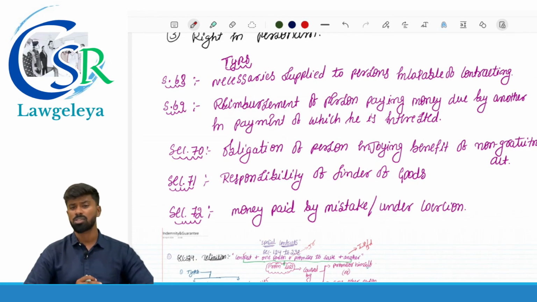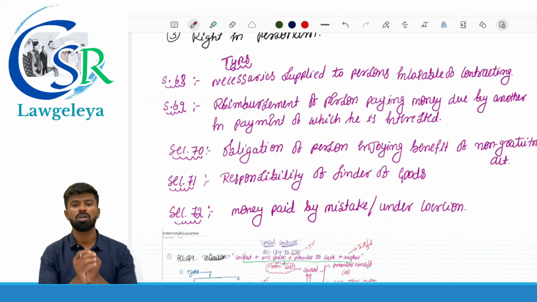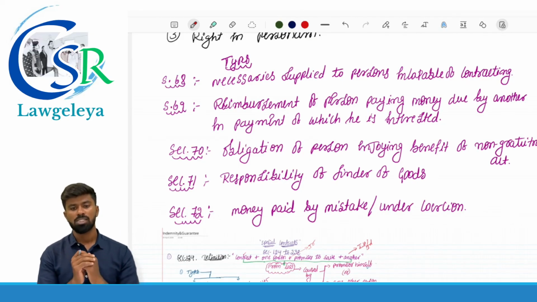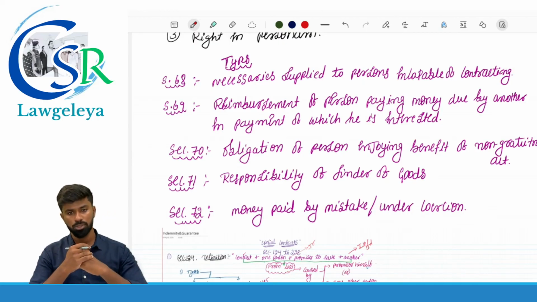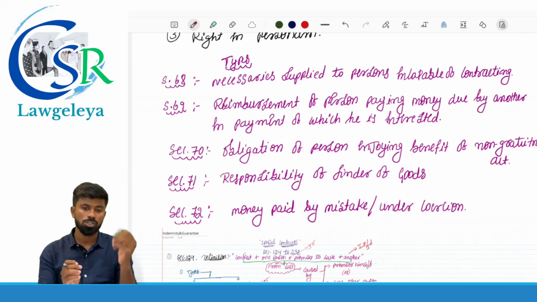If a person has received any services, and the other person did not have the intention of rendering that service free of cost, then whoever has received the benefit of the services must pay for it. Section number 70. Section number 71, responsibility of the finder of lost goods. The finder of lost goods is considered as what? A bailee. He is supposed to return the goods back. Under section number 71, you cannot keep it, quasi-contract, because nobody can enrich themselves at the cost of others.